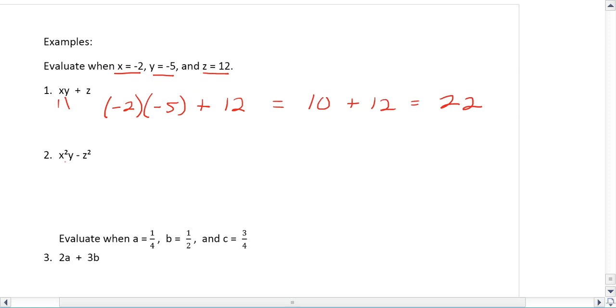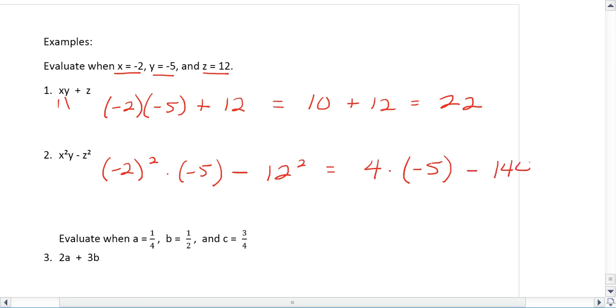In example 2 here, we have some exponents. So let's again plug in the numbers in the right place. -2 squared times -5 is the y, and then we have a subtract sign, minus 12 squared. So according to PEMDAS, we need to do these exponents first. So -2 times -2 is positive 4. Watch your signs there. And we will be multiplying that by -5. And then we're subtracting 12 squared, which is 144.